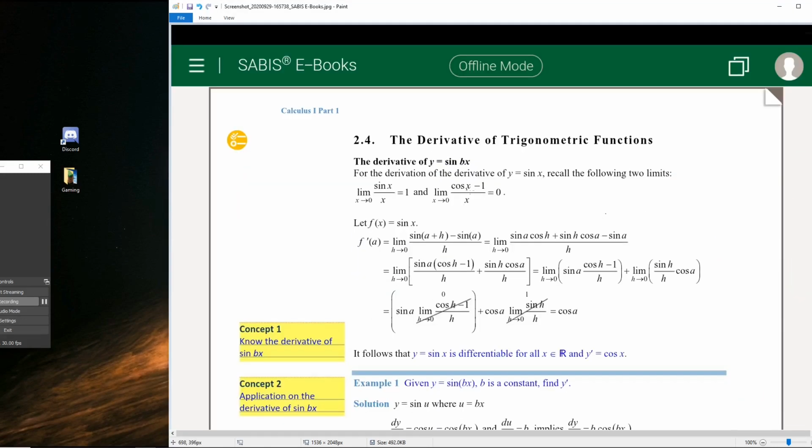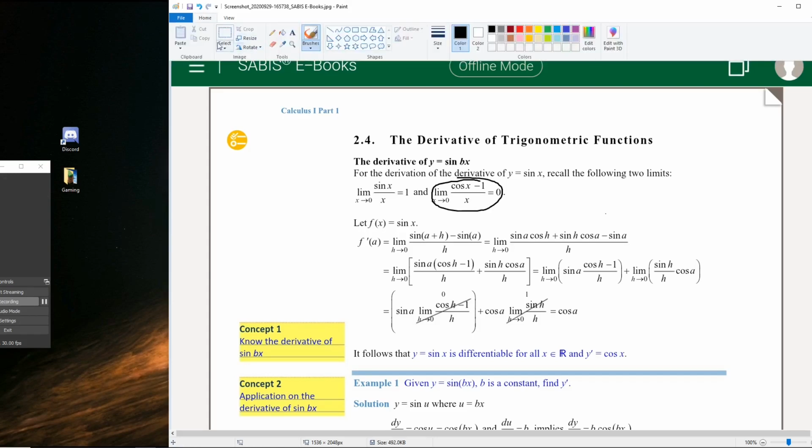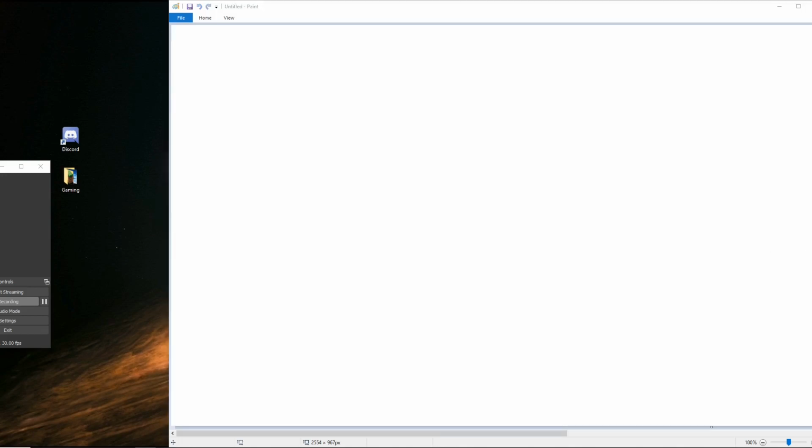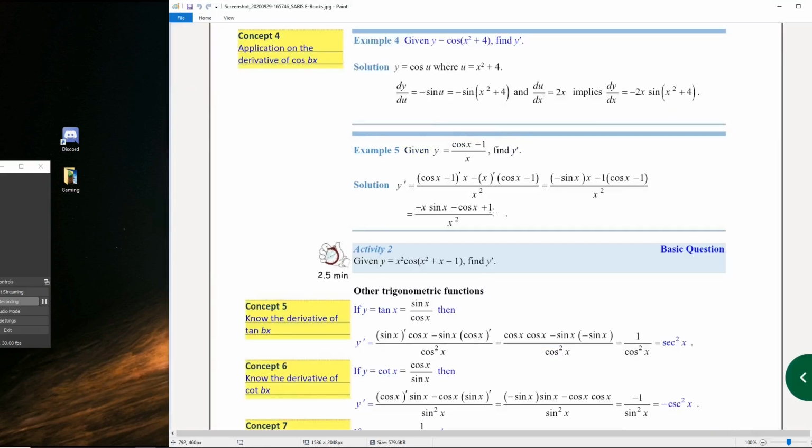Do you see the identity? This cosine x minus 1, so let's remember it, cosine x minus 1 over x. It's the same one here, cosine x minus 1 over x. But what we had was the limit itself. Now we're going to do the derivative.